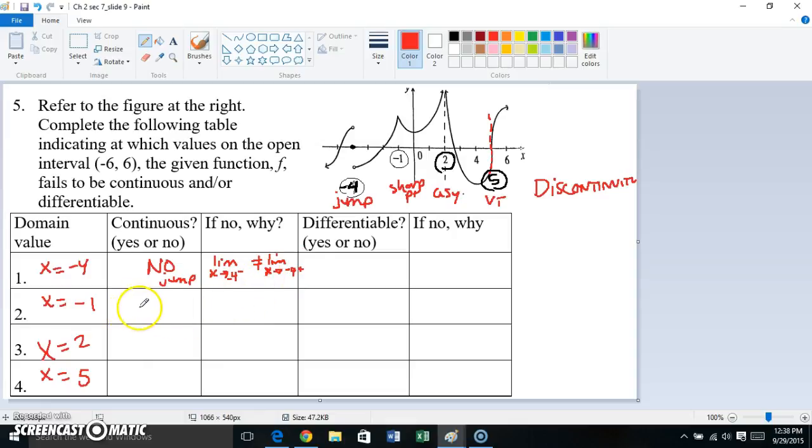Okay, let's do all the continuities. Yes, continuous at -1. No, asymptote. Okay, so I'm going to just say the limit does not exist. It's infinite, but it doesn't exist. And at 5, yes, we're continuous.